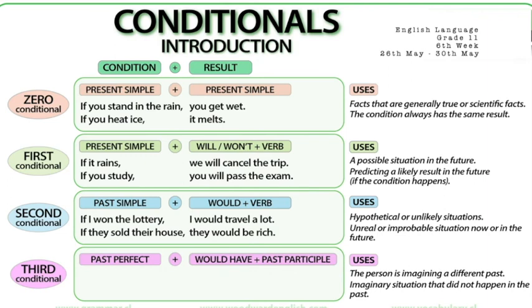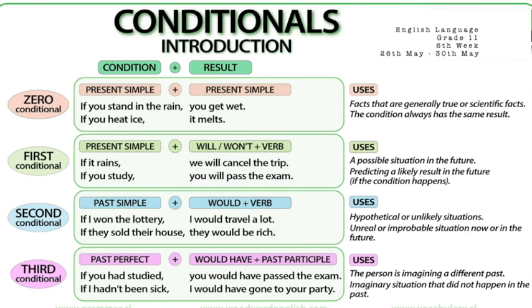So, in general, zero conditional refers to facts. First conditional and second conditional refer to the present or future. However, second conditional sentences suggest it is less probable or imaginary. Third conditional refers to the past. There are more than these 4 types of conditional sentences, though these are the ones that are used the most.